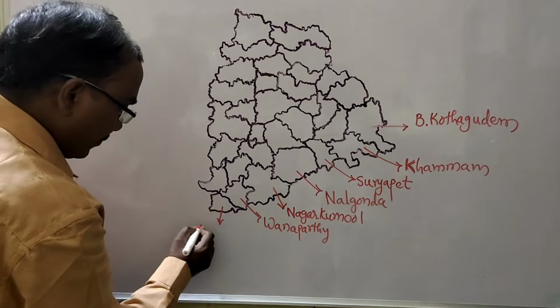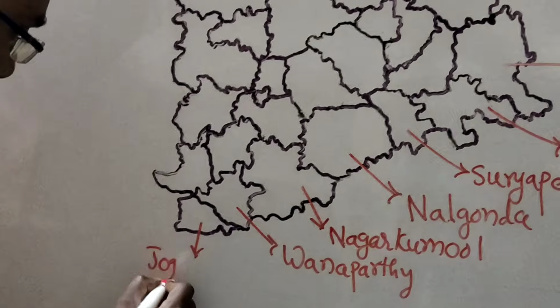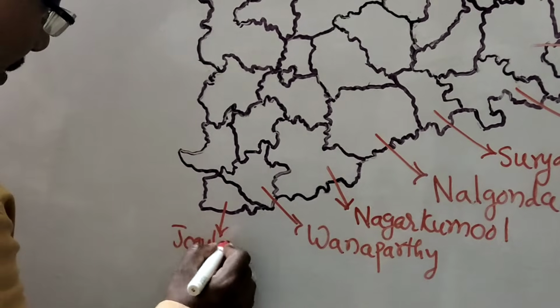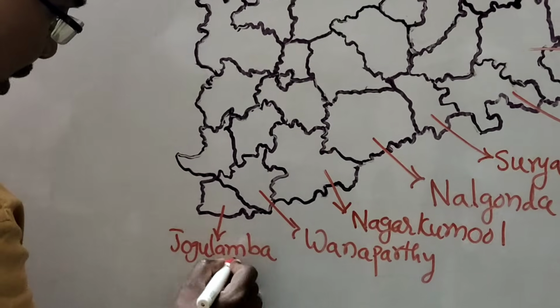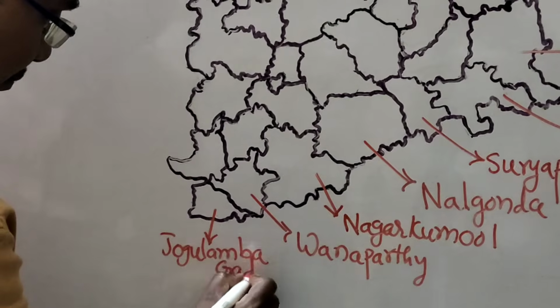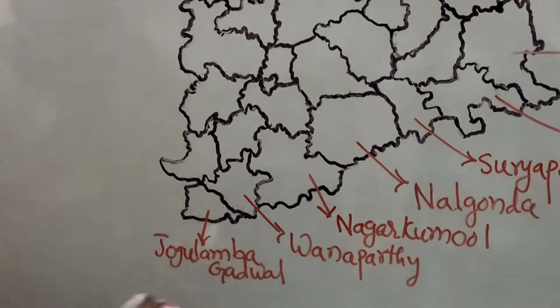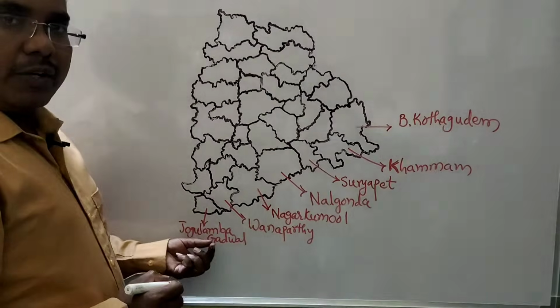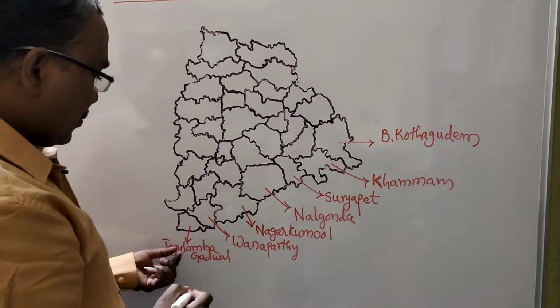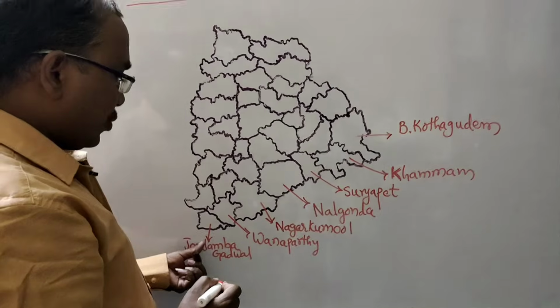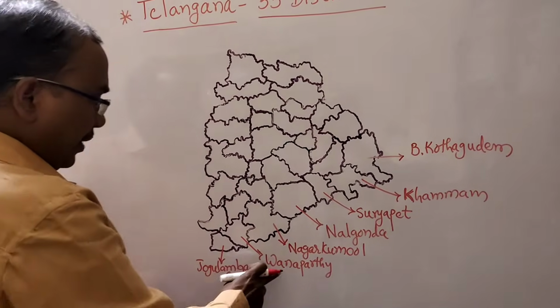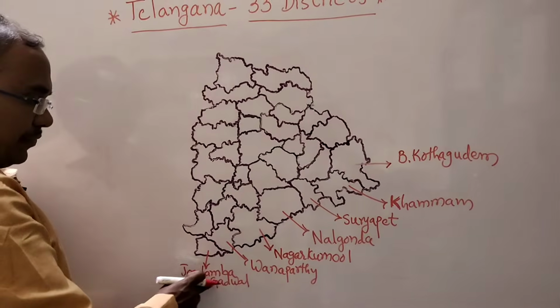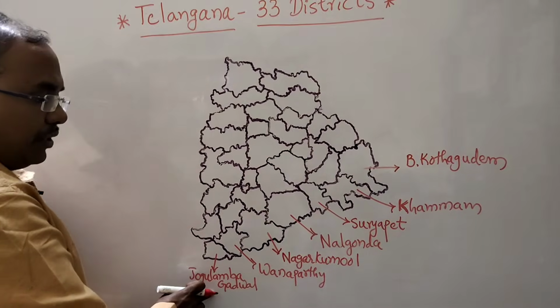After this it is Jogulamba Gadwal. Gadwal district is named after a famous temple located at Jogulamba, so it is known as Jogulamba Gadwal. Vanaparthi, Jogulamba Gadwal.